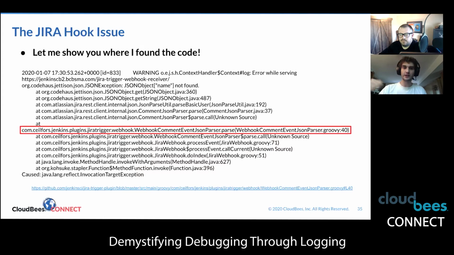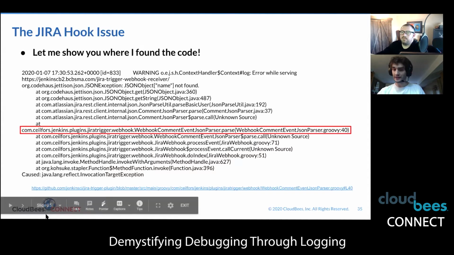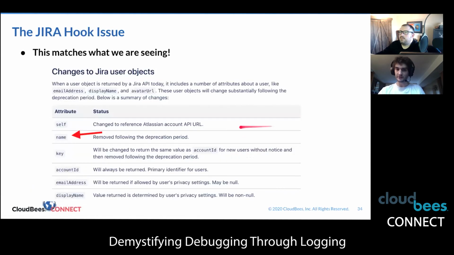Then we go down a little bit further. We can see that, again, it's still that internal REST client. And then finally, we get to the actual plugin method that we care about, which is com.sealforce.jenkins.plugins.jiratrigger. That's the package name for the Jira Trigger plugin. That's an open source community plugin, and so that's where I want to search, because that's going to be code inside of GitHub that we can physically see what's being called here. As you can see, the file that we need to be looking for is WebhookCommentEventJsonParser.groovy. We know the line number, which is line 40, and that's inside of the parse method specifically.